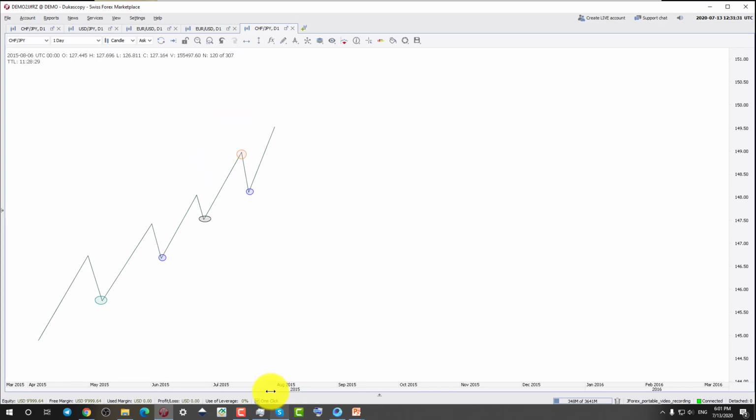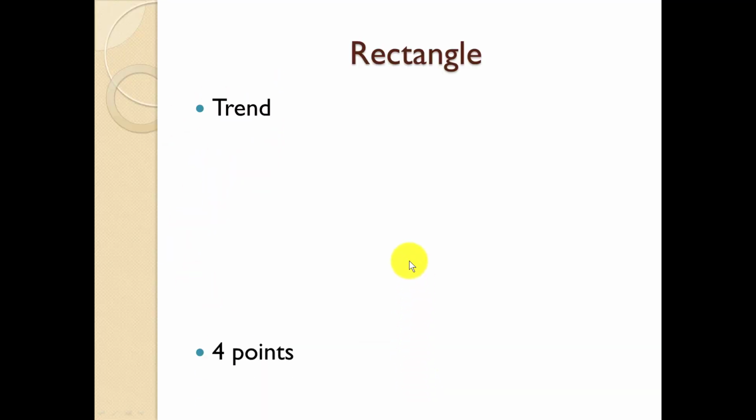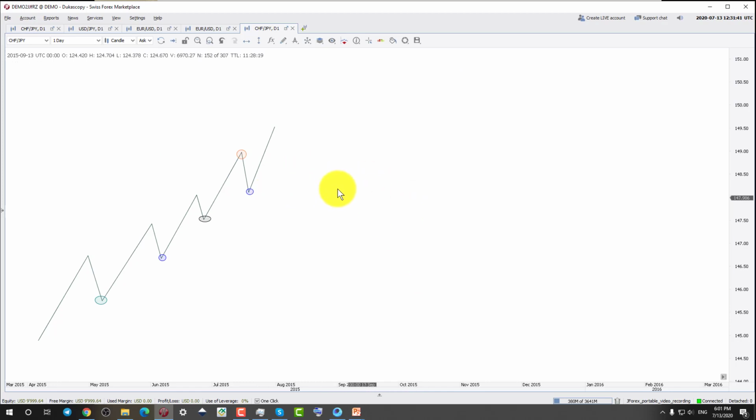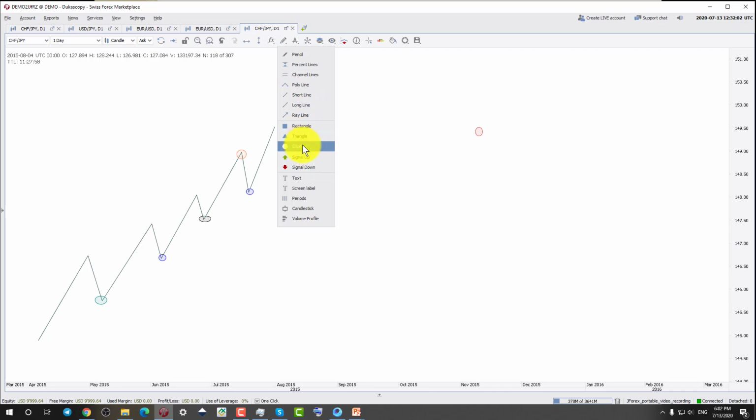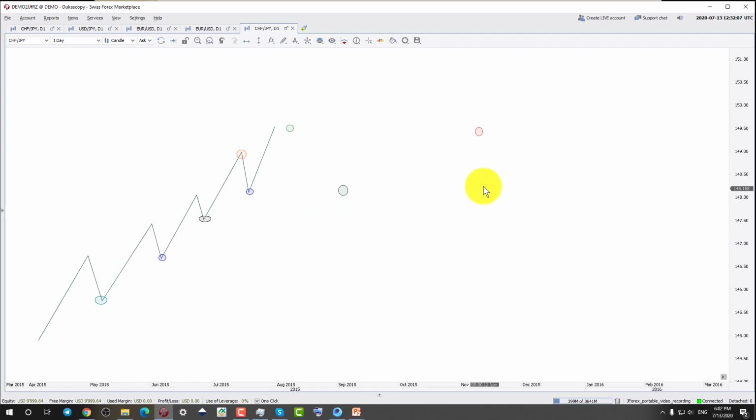Now the next thing that we need to identify this pattern is that there should be 4 points. To be specific about these 4 points, there can be more than 4 points, but a minimum of 4 points should be there. Out of these 4 points, 2 should be resistance and 2 should be supports. Now we have marked 2 points, and then 3, and then 4.